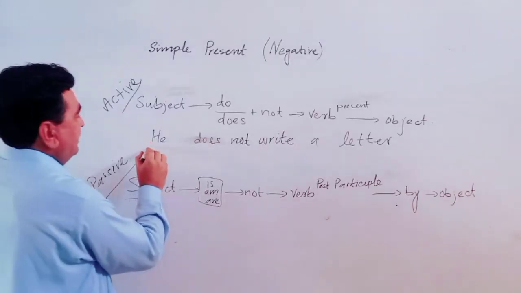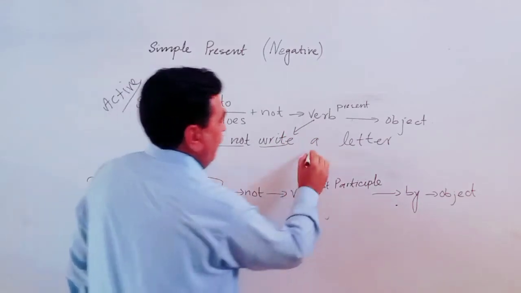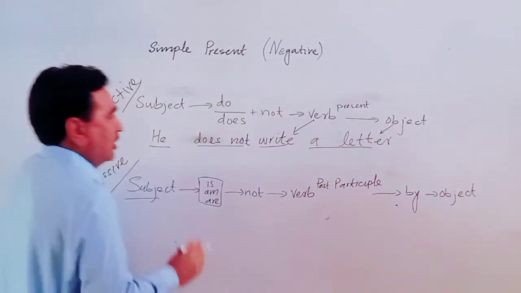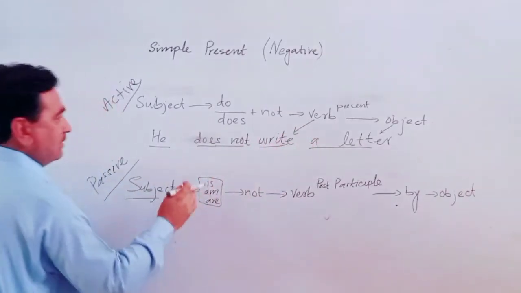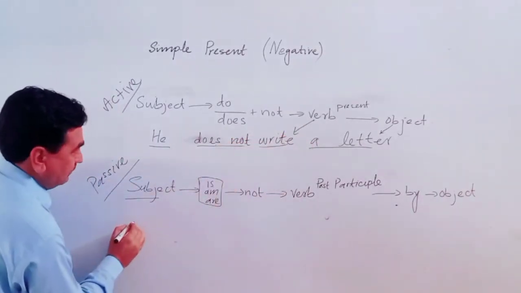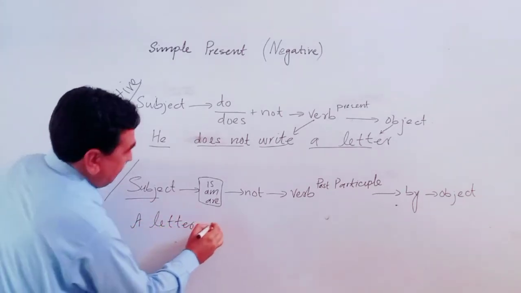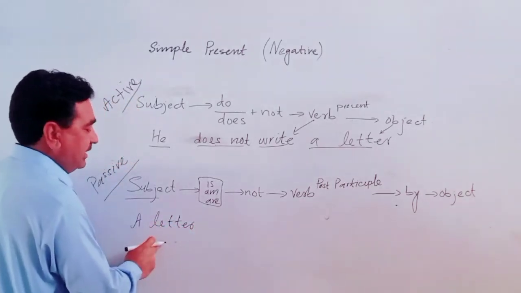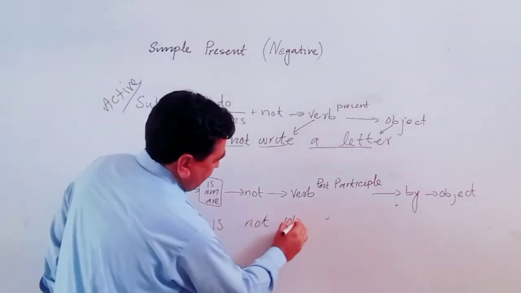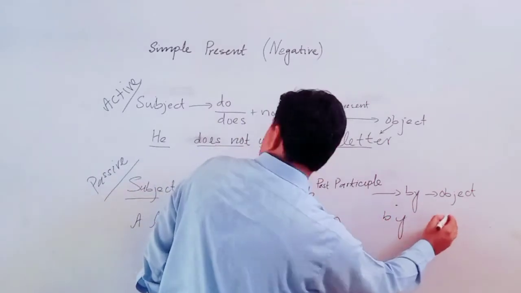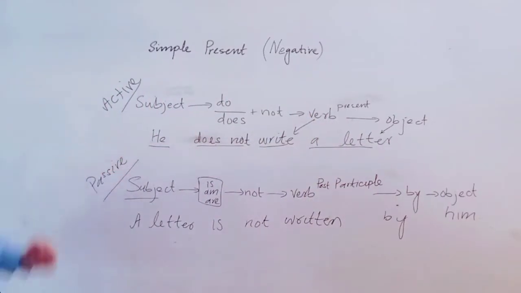You see the subject is he, then does not, right, is the present form of the verb, and a letter is the object. Now if you want to change this sentence into passive voice, make this object the subject: a letter. Since a letter is a singular noun, it will be followed by is. This is the passive voice of this sentence.